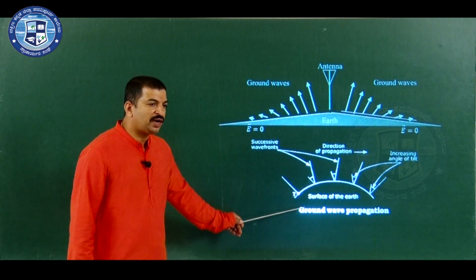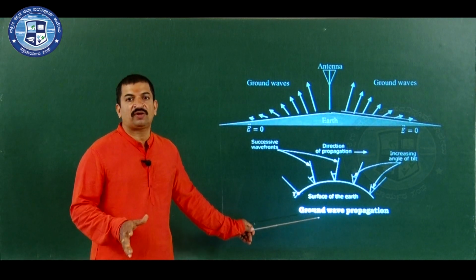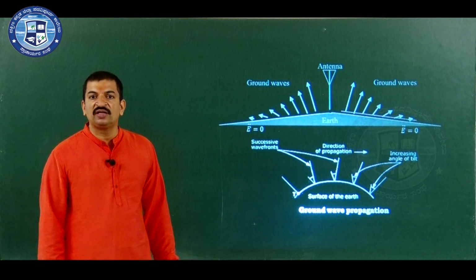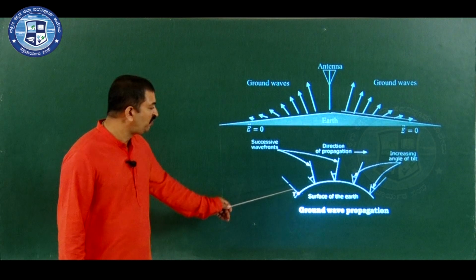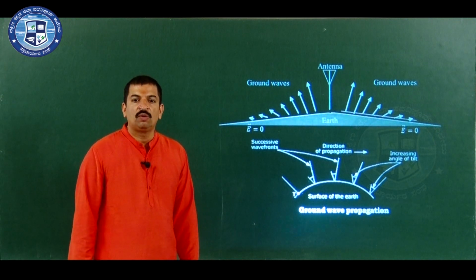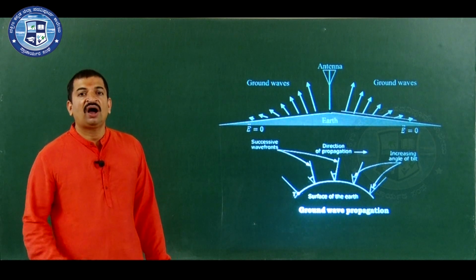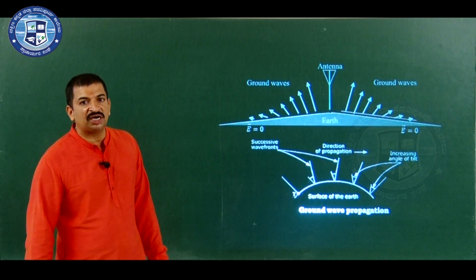Moreover, we can transmit only low frequency signals, because high frequency signals get absorbed by the Earth surface. So, there are a few limitations of ground waves. One is that it cannot be transmitted to a long distance, and moreover, high frequency signals cannot be transmitted with the help of ground waves.